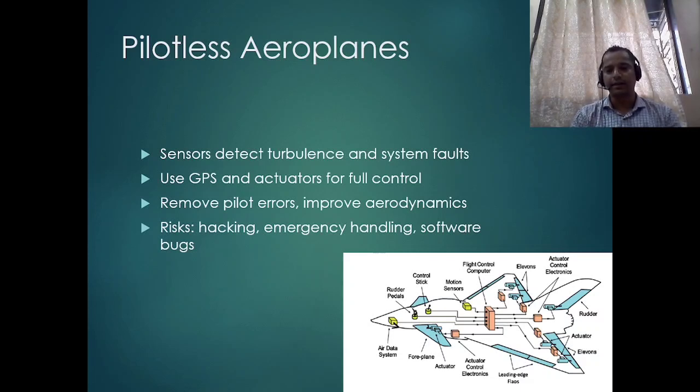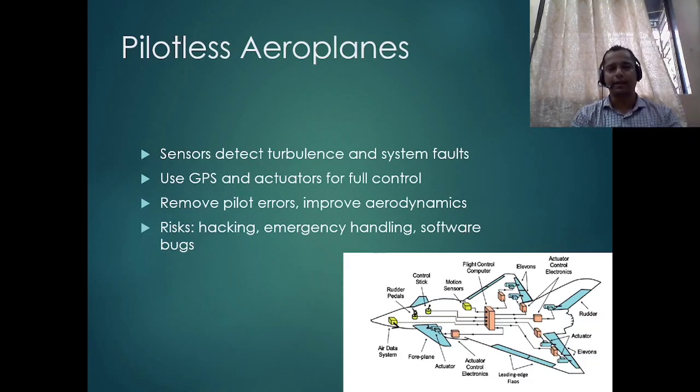Now this image on the right side shows the actuators and all the devices which are connected to the central controlling system. This central controlling system identifies and processes everything, and then takes action. To maintain the altitude of the plane, to understand turbulence, a proximity sensor would be used. So there are n numbers of things which are taken care of. Again, the problem here would be hacking or software bugs, or any emergency handling where a pilot can take control.